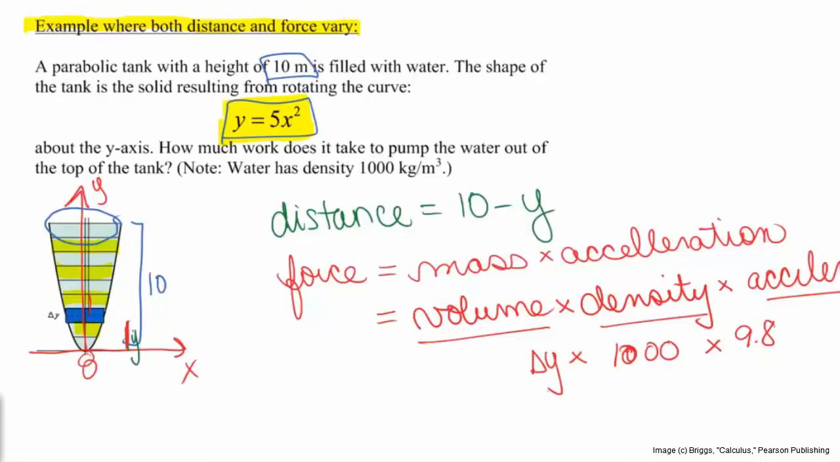And the area, that's a circle, right? This is a disk, right? This is like the disk method. So the area of that circle is pi radius squared. And the radius is determined by the function. So right there, that red distance there, that's the radius of our disk. And so that's our function. Our function is y equals 5x squared. But since it's horizontal, we need to solve this for x. So x is going to be the square root of y over 5.